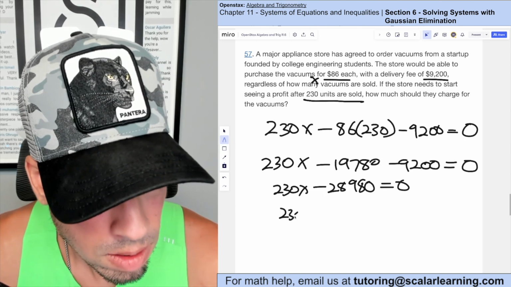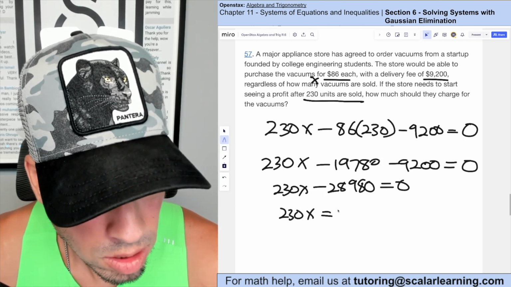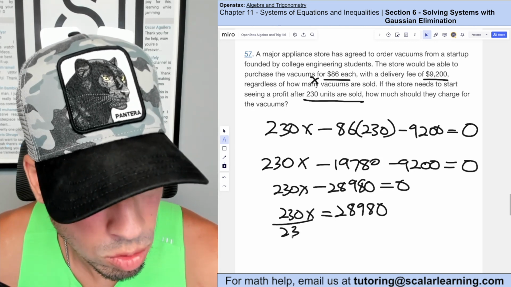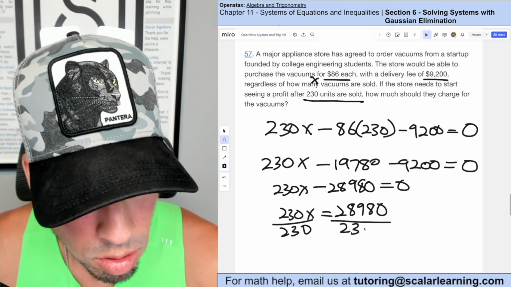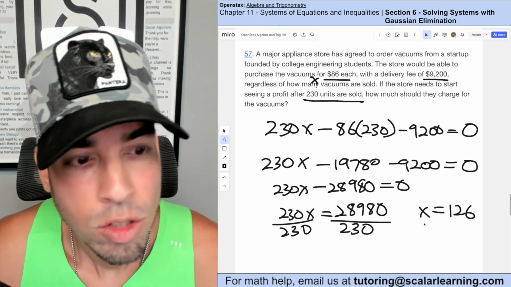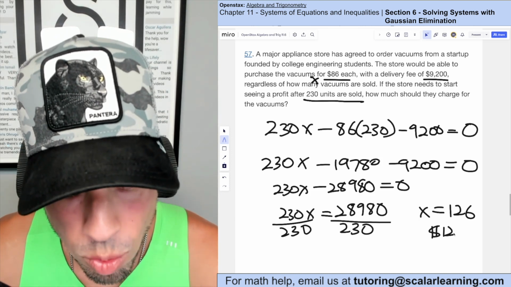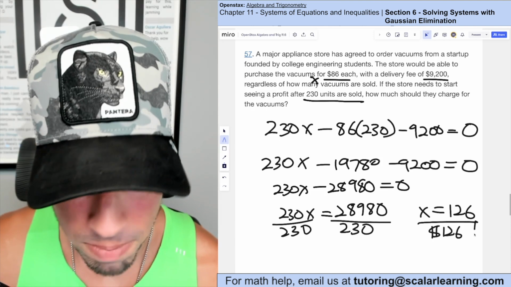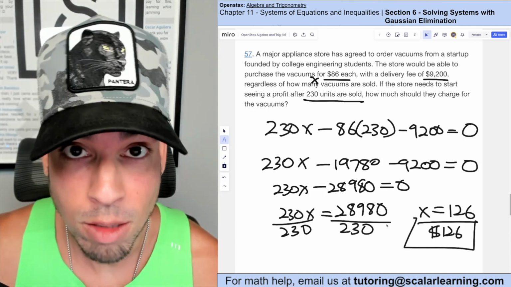Then I'm going to add that to the other side, right? So it's equal to positive 28,980. And then we divide by 230. Divide by 230. And we get x is equal to 126. So the price that they should charge is $126. So I don't know why we would even need a matrix for this, but that's the answer. That's what matches in the back of the book. That's how you do it.